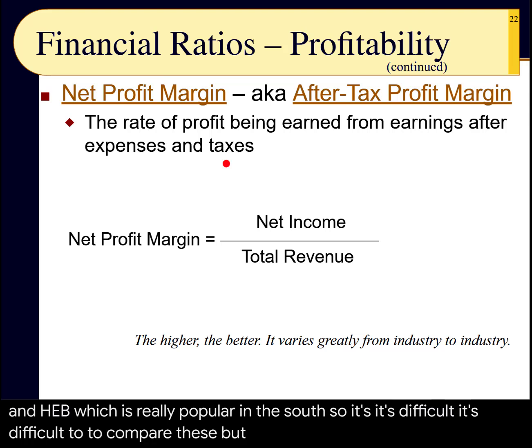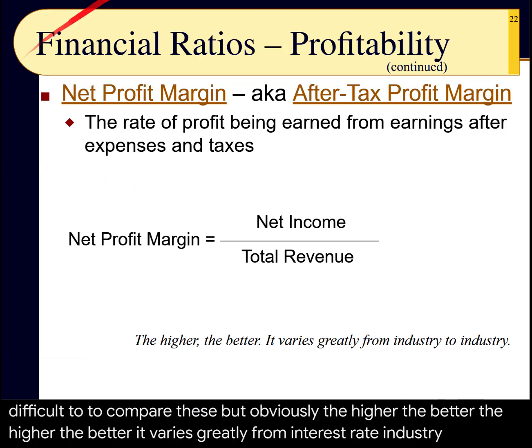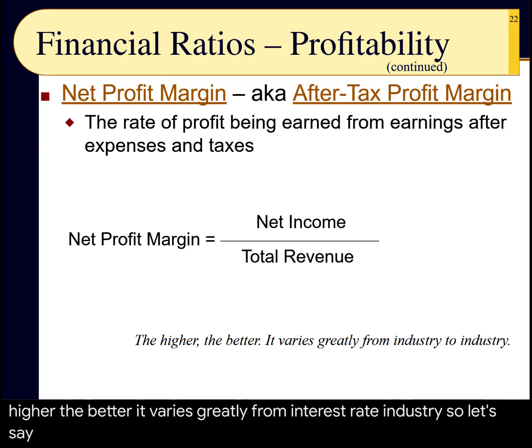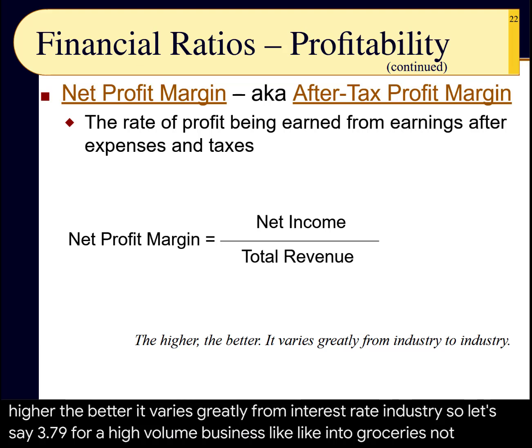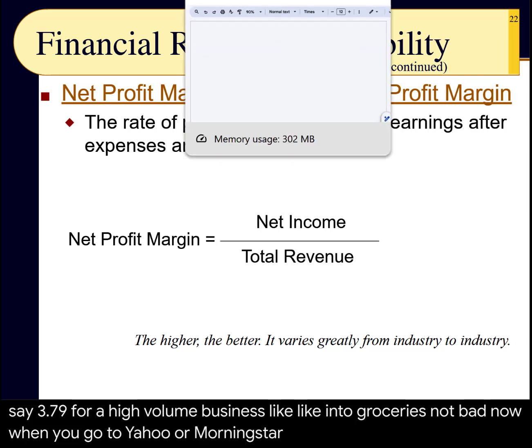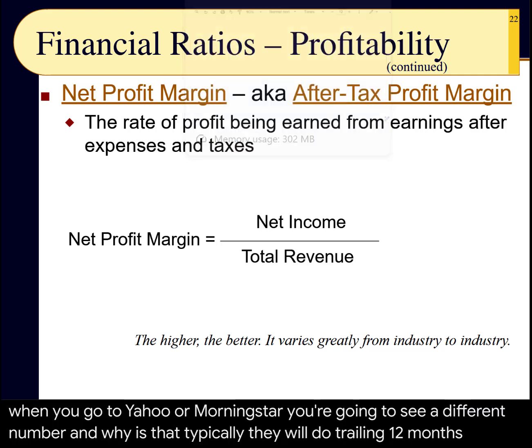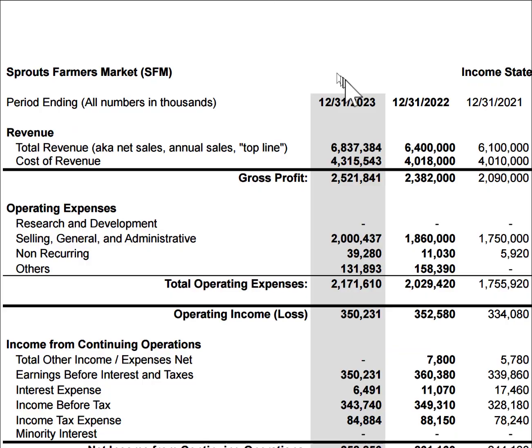But obviously, the higher the better. And it varies greatly from industry to industry. So let's say 3.79 for a high-volume business like groceries, not bad. Now, when you go to Yahoo or Morningstar, you're going to see a different number. Why is that? Typically, they will do trailing 12 months. What we're doing is we're just looking for the entire year of 2023.